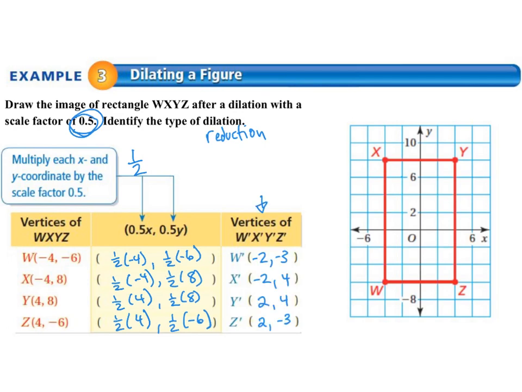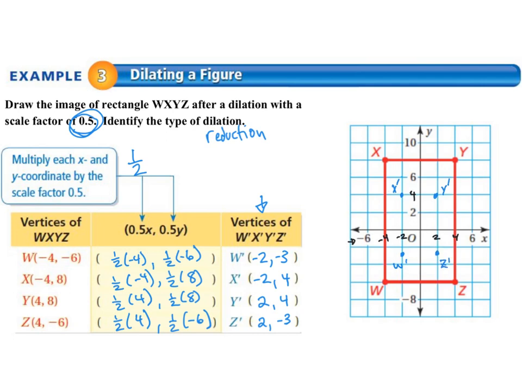And now that we have that done, we can plot our points. So W prime is at -2, -3. Just take a look at the graph for a sec before we start plotting. Notice that if this is -6 here, that makes this -4, this -2, 2, 4, 6. So we're counting by 2s. You just have to pay a little attention there. So -2, -3 is actually here. That's W prime. X prime is at -2, 4. Y prime is at 2, 4. And Z prime is at 2, -3.